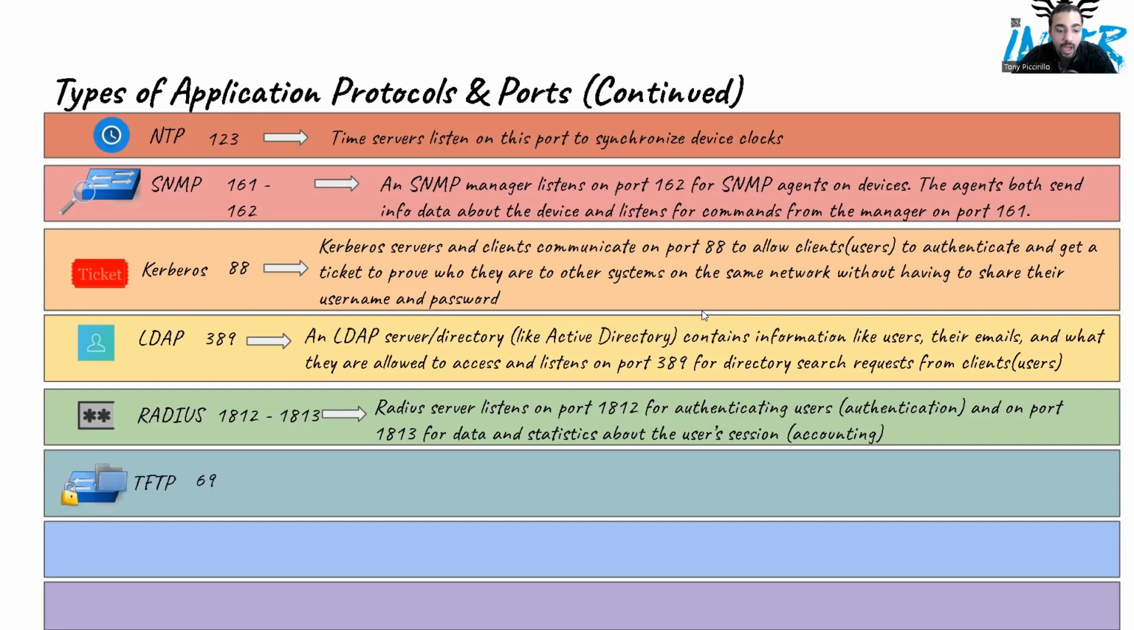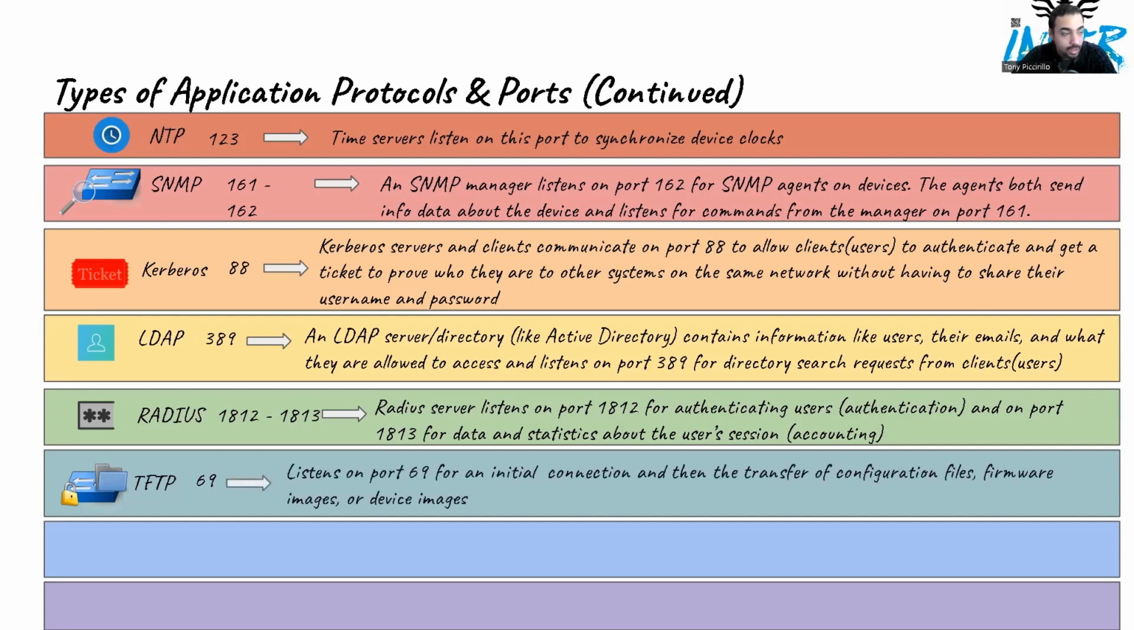TFTP, or Trivial File Transfer Protocol, is used to transfer files between devices on a network. So TFTP listens on port 69 for initial connection and then the transfer of configuration files, firmware images, or device images. So this would be something like if you were to upload a new device image to a switch or a router.